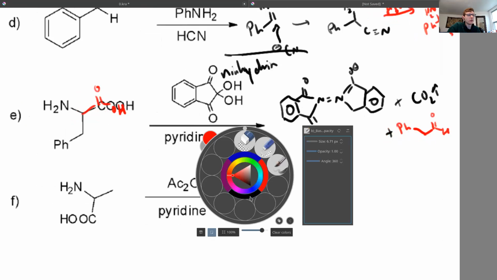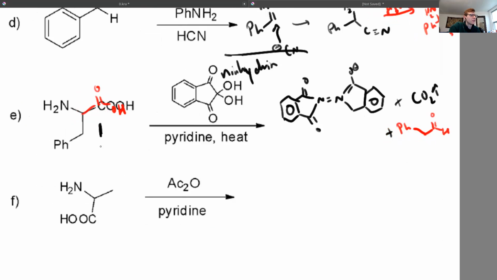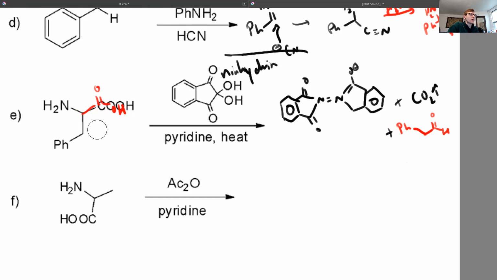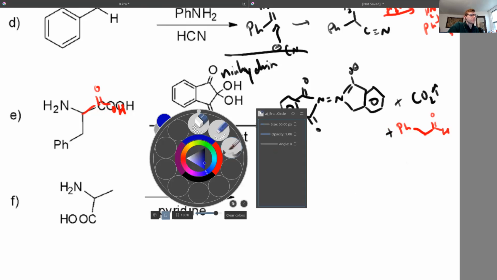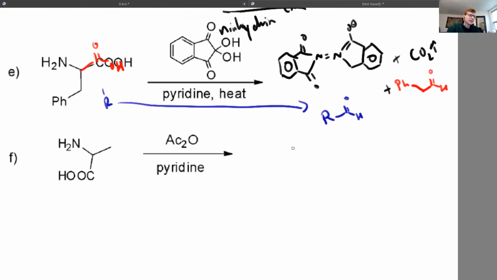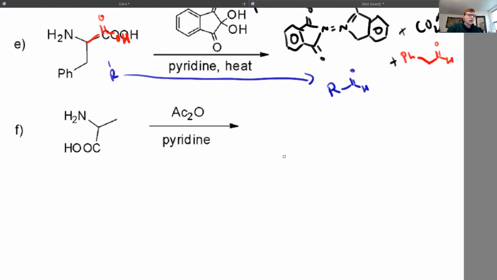Yeah. In general, if this is the R group, maybe I should use a different color. Yeah, in general, if this is the R group, then you have R aldehyde. So, yeah. Okay.